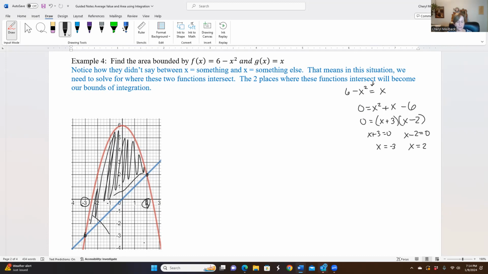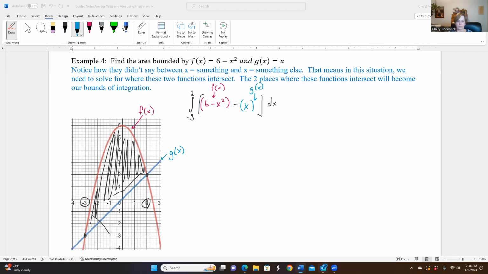I'm going to ask you to go ahead and set up that integral, and we'll check it together. Pause the video, set up the integral, and then we'll see if we have it right. For this one, we'd integrate from negative 3 to 2. We'd put the f of x function first because our y values are higher with the parabola, which is 6 minus x squared. From that, we'd subtract x, which is the line that falls below the parabola. Go ahead and integrate that by hand. You can check it on your calculator, and you can check it back with us in a few minutes. Pause the video, and then we'll look at this together.